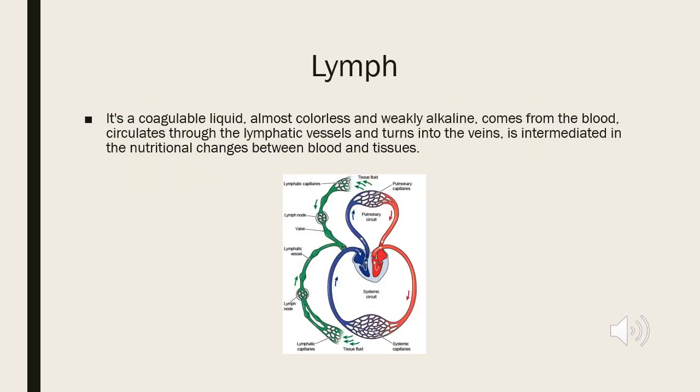The lymph is a coagulable liquid, almost colorless and weakly alkaline, that comes from the blood, circulates through the lymphatic vessels and returns to the veins. It is an intermediary in the nutritional exchanges between blood and tissues.